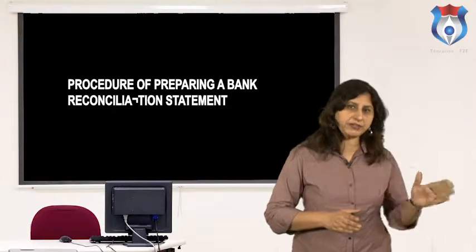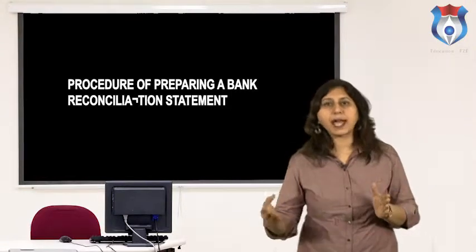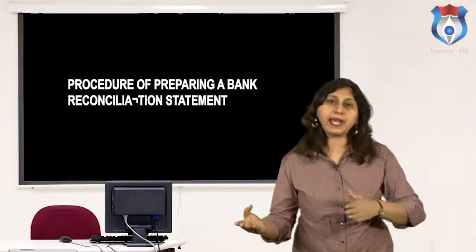Procedure of preparing a bank reconciliation statement. Generally, at the end of every month, the entries in the cash book are compared with the entries in the passbook. For determining the exact cause of difference between the two, these books are examined and then a reconciliation statement is prepared. In this statement, all the causes of differences are noted down. Suitable correcting entries are passed in the books if necessary.